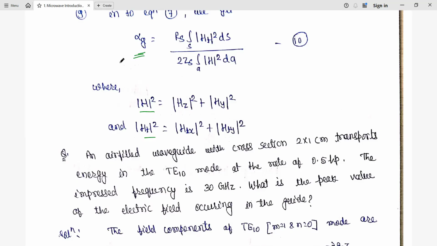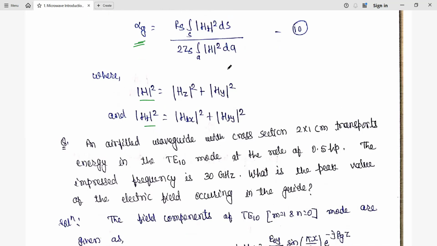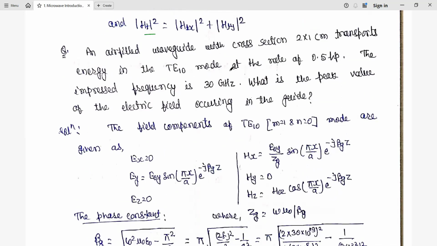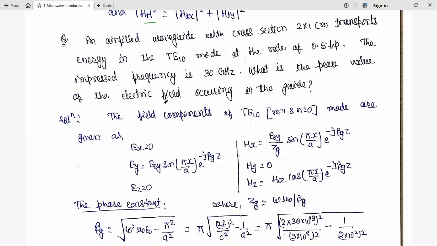So like this we have explanation about two different types of losses. What are the losses? Dielectric loss and waveguide loss. This question is very important. Now we can see one small numerical based upon this. If the question is a little twisted, you'll get the problem.